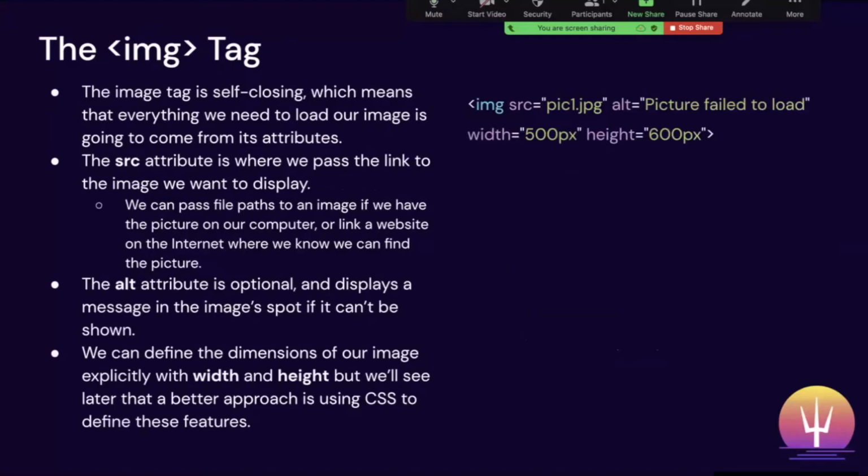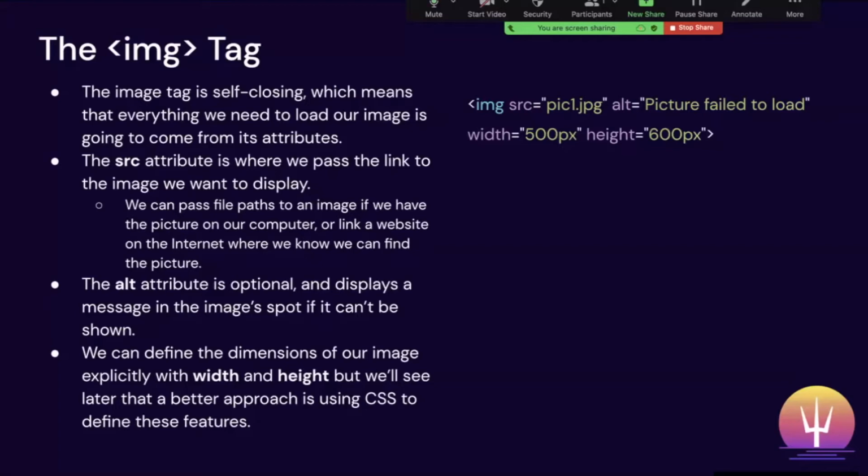So next is the image tag. And like we showed before, it's self-closing. So the only required attribute is the source, where we pass in the path of the file that we want to display.